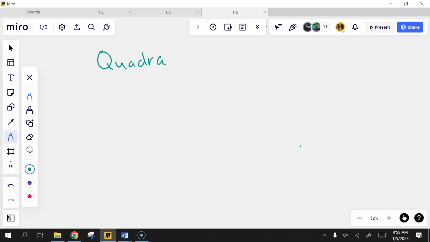Quadratics. What's a quadratic? Anybody? Okay, there is a quadratic formula, but that's not what a quadratic is. What kind of equation is it? Tell me what you know. Anybody? Did y'all learn about quadratics in Algebra 1? A little bit.